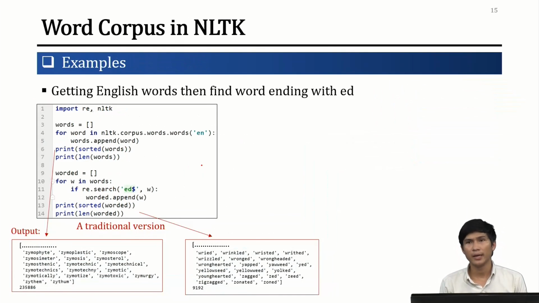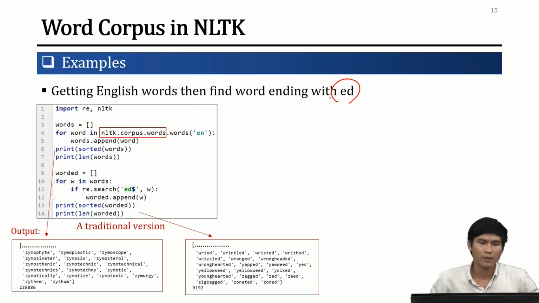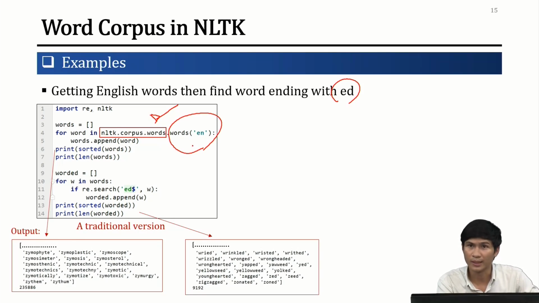And next, in NLTK, we can also find the words corpus. So the words corpus here refers to all the words that are contained in the corpus. For example, we can find the words that end with ed. So how can we do this? After we import NLTK, we can use the function nltk.corpus.words. This will access the corpus in NLTK. And next we provide the language. So we want to get English words.